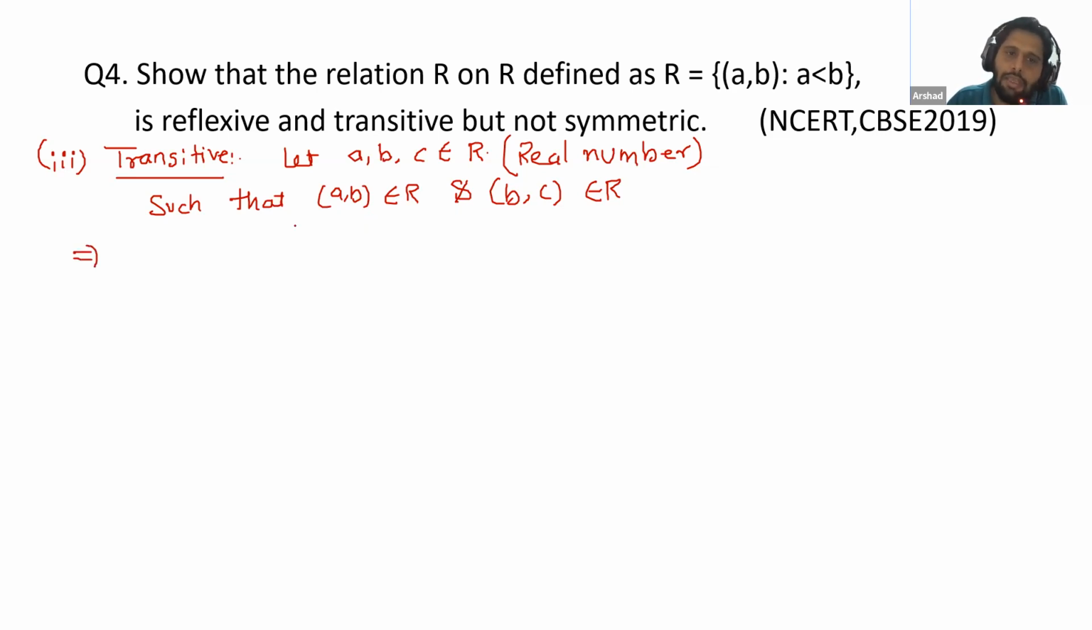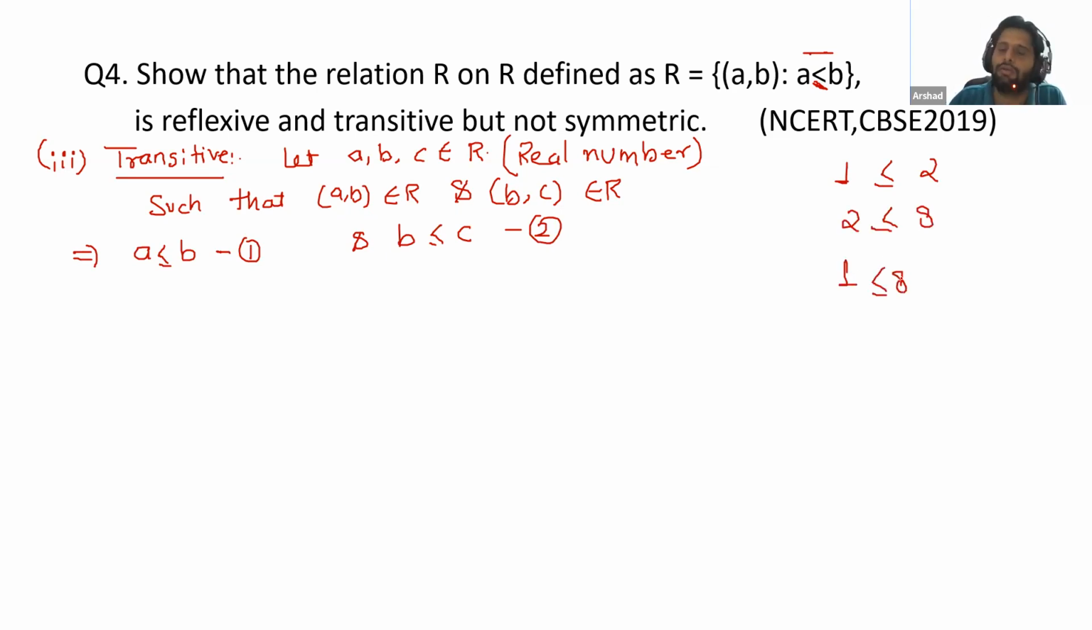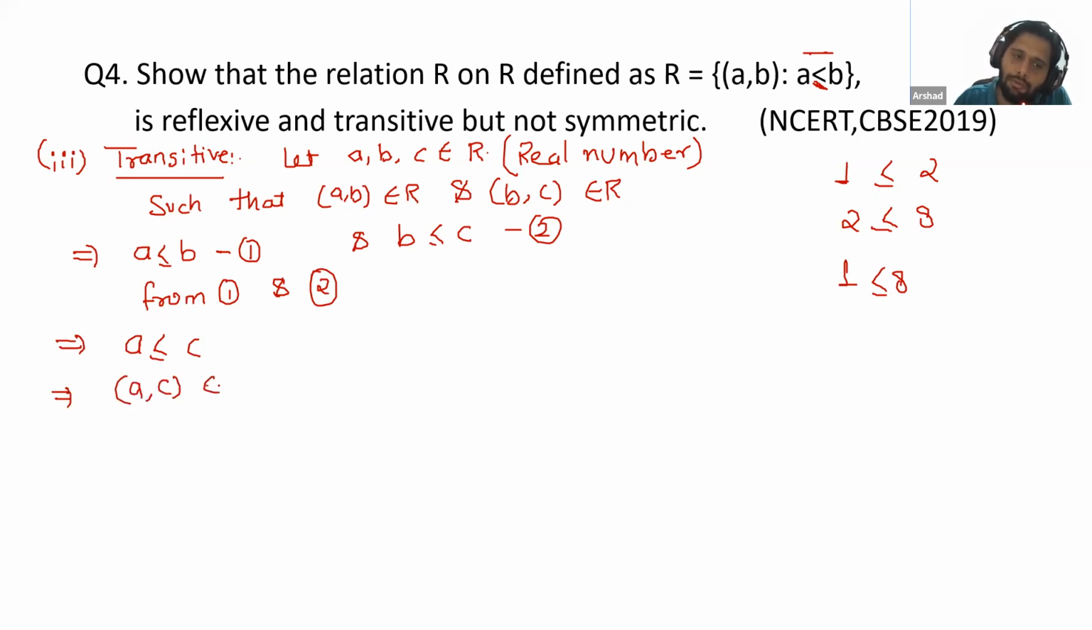So what does this mean? If A, comma B belongs to R, then apply this condition. This is again less than or equal to. So that means A is less than or equal to B. Let this be first. And this means B is less than or equal to C. Let this be second. Now please check here. 1 is less than or equal to 2. 2 is less than or equal to 8. Can we say that 1 is less than or equal to 8? Yes. Obviously this will be less than or equal to 8. So from 1 and 2, we can say that A is less than or equal to C. This implies A, comma C belongs to the relation R.